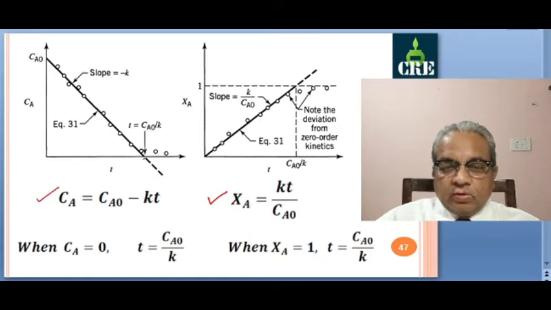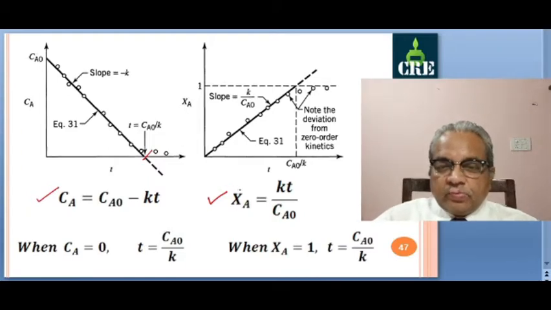So our solution ends here. We need not consider this timeline beyond t is equal to Ca0 by k. So up to t is equal to Ca0 by k only, so all values less than this. For greater than this, complete conversion occurs, or Ca becomes 0.